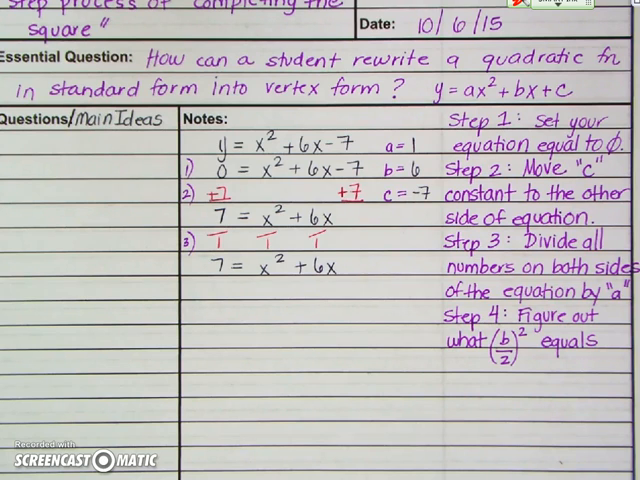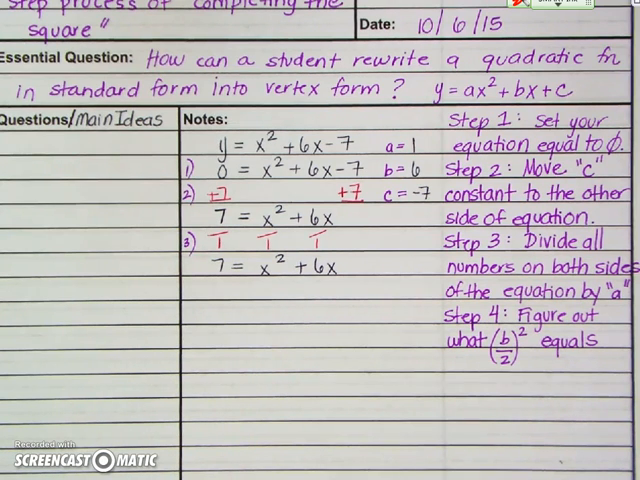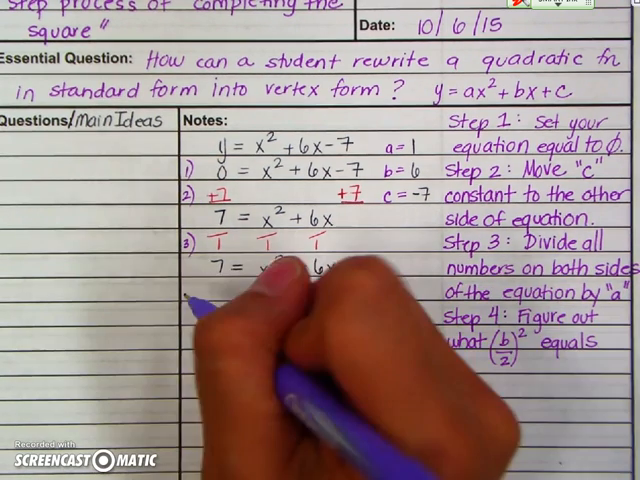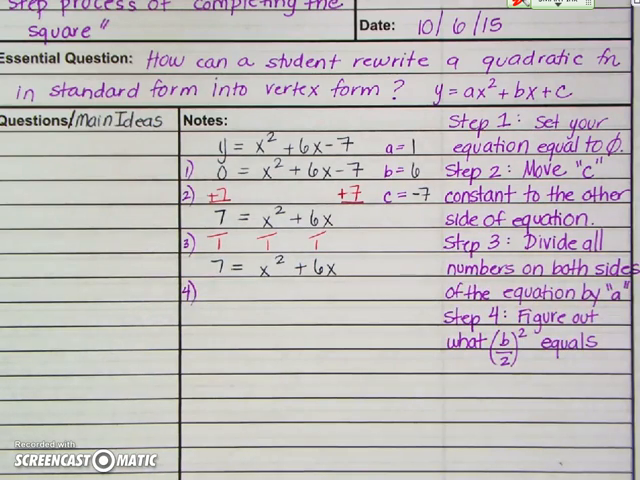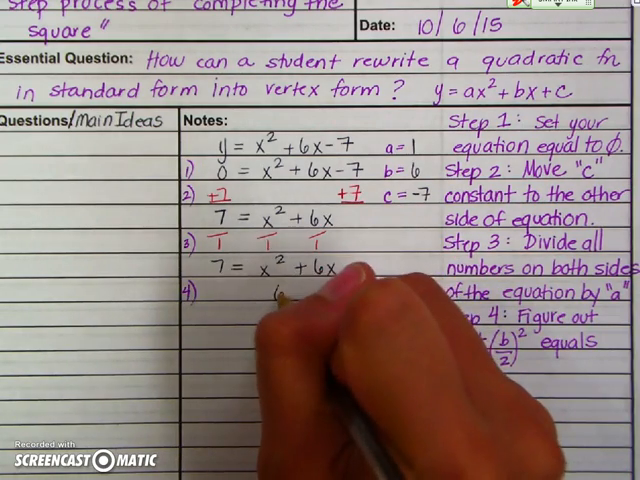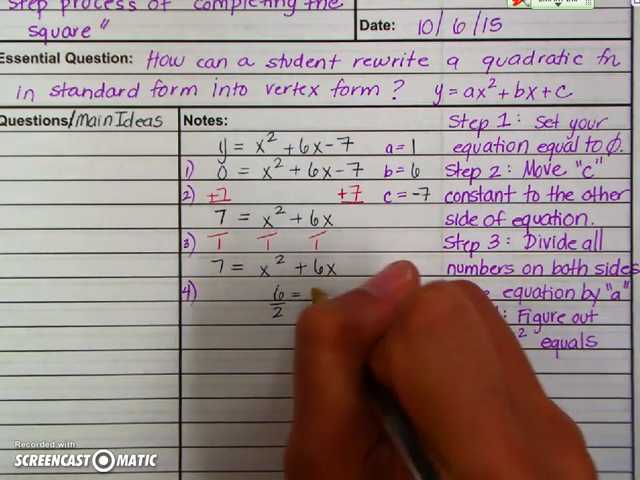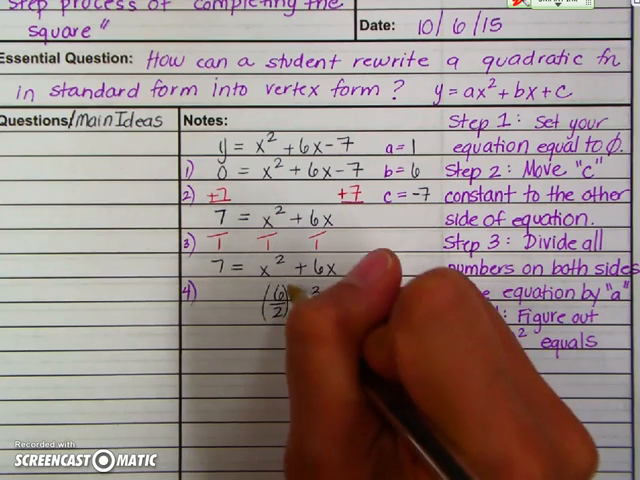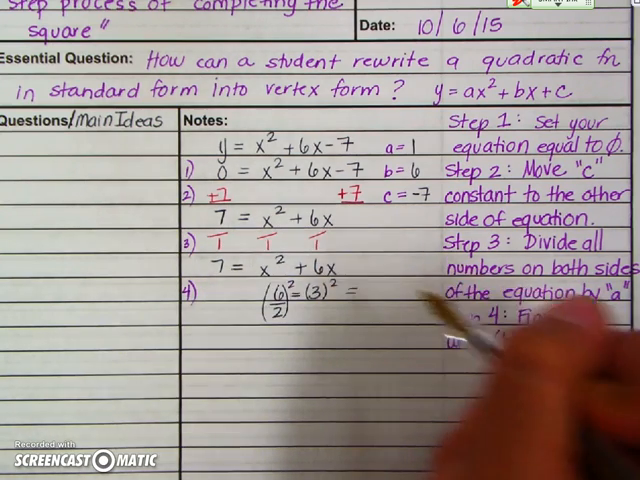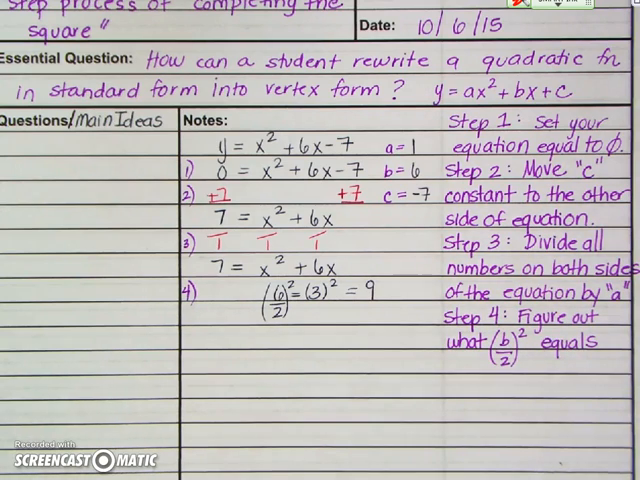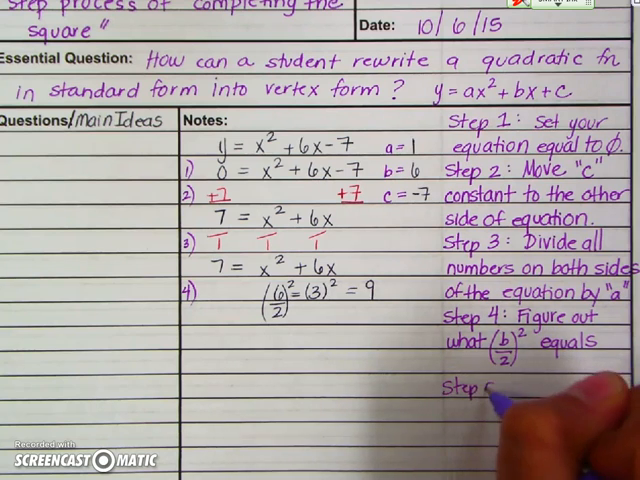So step 4 is to figure out what b divided by 2 squared equals. In this case, b is 6, so 6 divided by 2 gives you 3, and then you square that. What is 3 squared? 9. So this is going to be your magic number. Your magic number is used in step 5.